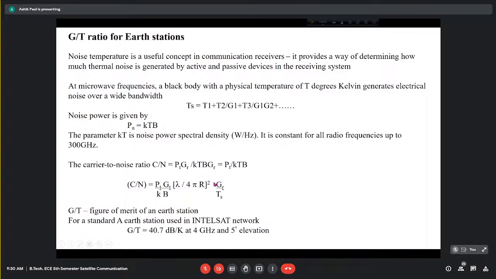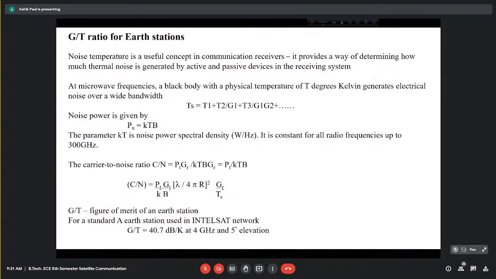So basically it is only this ratio GR by TS, that is the gain of the receiving antenna divided by the noise temperature of the earth station, that would be controlled. That means we should try to make the gain of the receiving antenna as large as possible and the noise temperature as small as possible. That way only the carrier to noise ratio will increase.